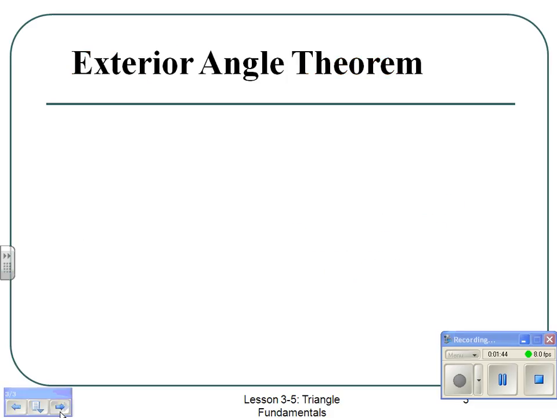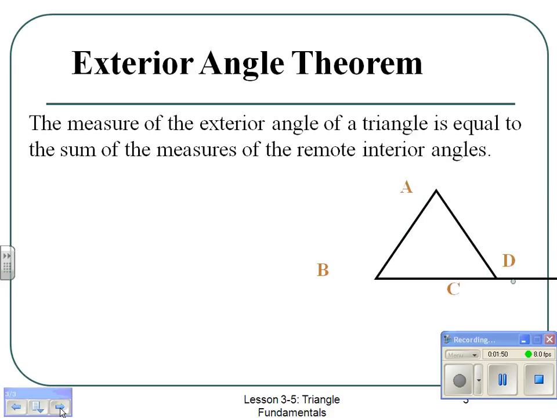So this is a property that you're very, very familiar with. But I'm not so sure you're familiar with the exterior angle theorem. So let's take a look at it. The measure of the exterior angle of a triangle is equal to the sum of the measures of the remote interior angles. So let's go over that vocabulary. Where is an exterior angle versus where are the remote interior angles?